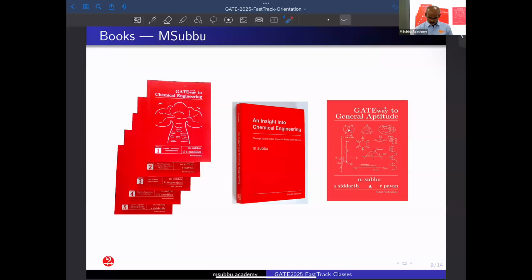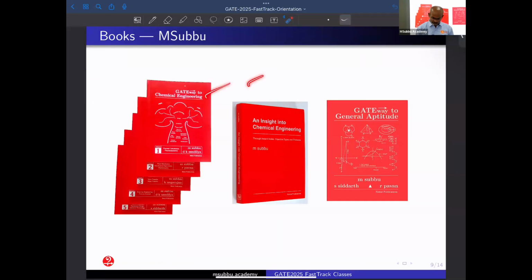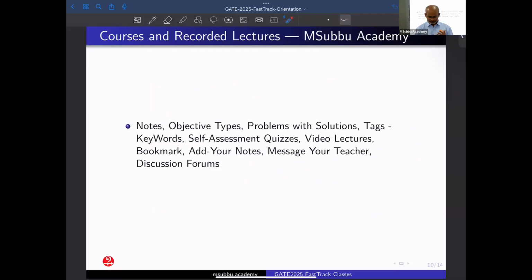Now, in recent years, thanks to Corona, we converted all this material into online resources. These are all available from my website, MSubbu.academy. Therein, this book is available in an interactive format. The book contents are available up to 2018, and after that, for about 6-7 years, all these contents are now available in the form of web page content.